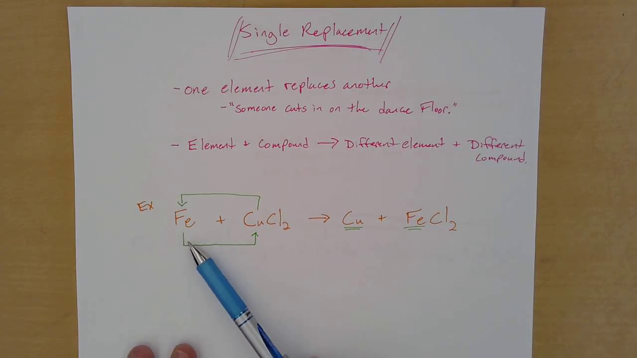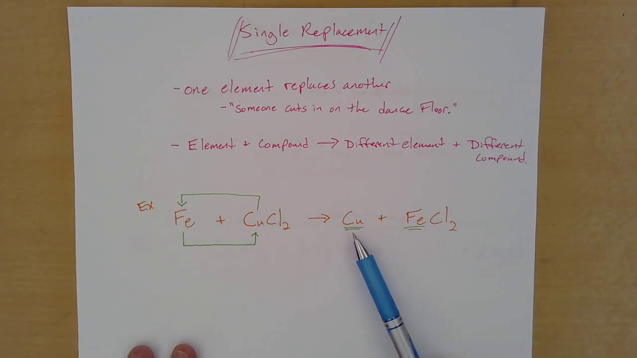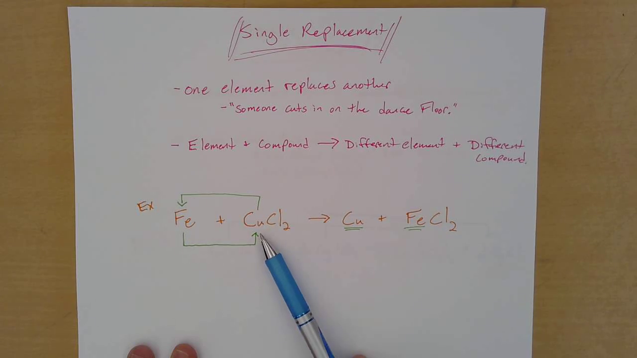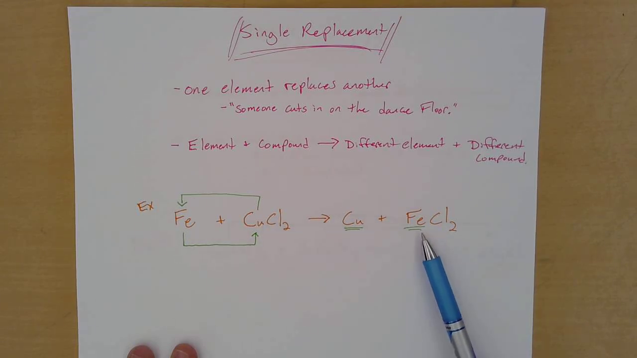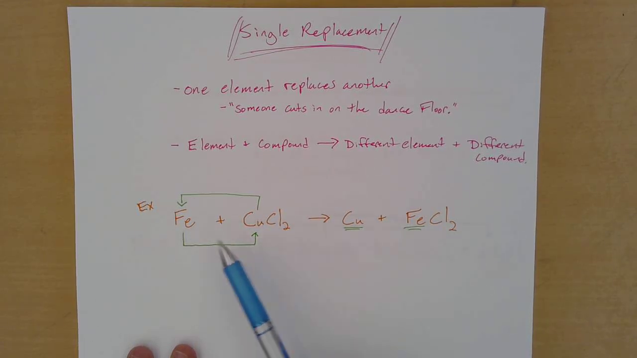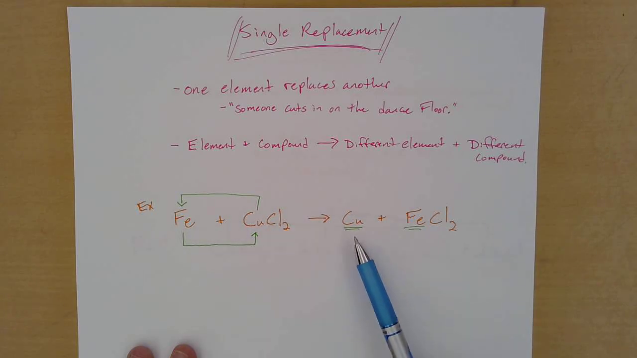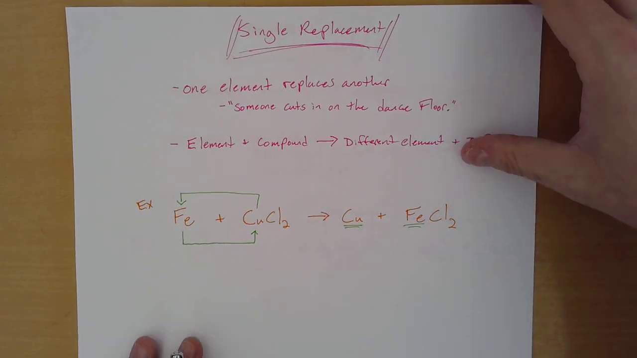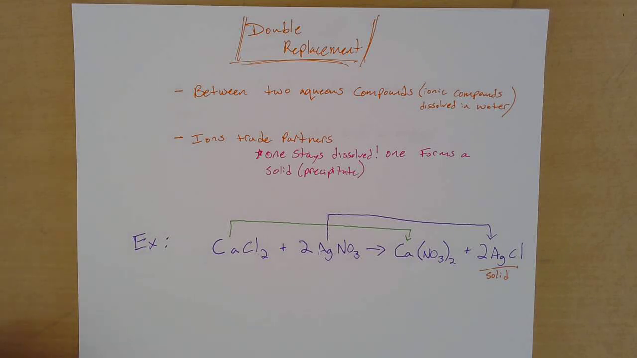So I have one element on this side, I have a different element on this side. I have one type of compound on this side, I have a different compound on this side. But the key is if you see an element over here and you see a different element on this side, you had a single replacement reaction.